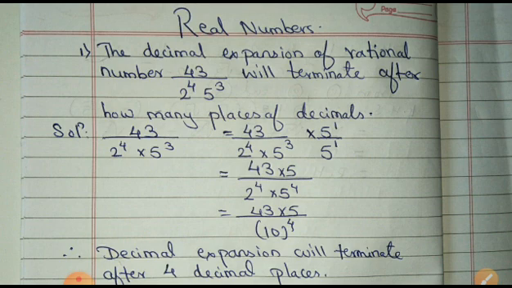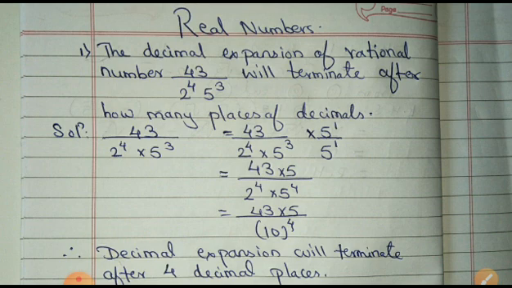So the first question is: the decimal expansion of a rational number 43 by 2 raised to 4 into 5 raised to 3 will terminate after how many decimal places? For such type of questions, you first have to check whether the given number is in simplest form or not. Simplest form means there should be no common factor between your numerator and denominator. That is your first step.